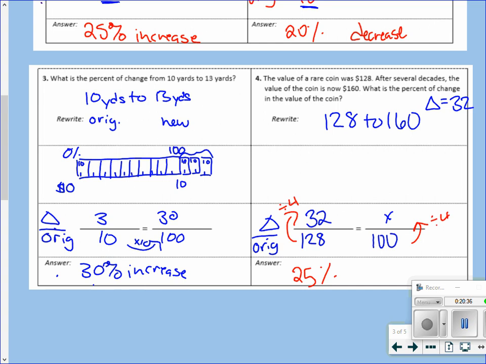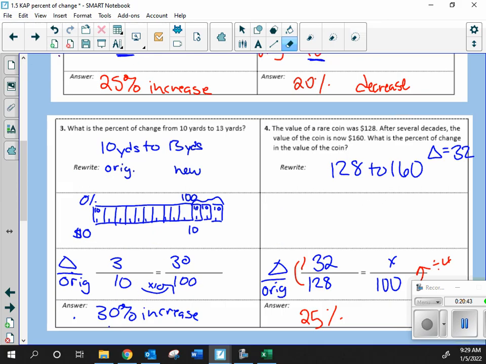Did anyone do it a different way? You simplified it. Class, can we simplify? Yes. Absolutely. Devani, what did you simplify by? I did it divided by 8. You divided 32 and 128 by 8. Great. And what was your new simplified fraction? 1 over 4, when you simplified it all the way down. So technically, if you divide them both by 32, that's what you would get. And then do you get that same percent? Very good. Okay, so that's going to be a 25% increase.